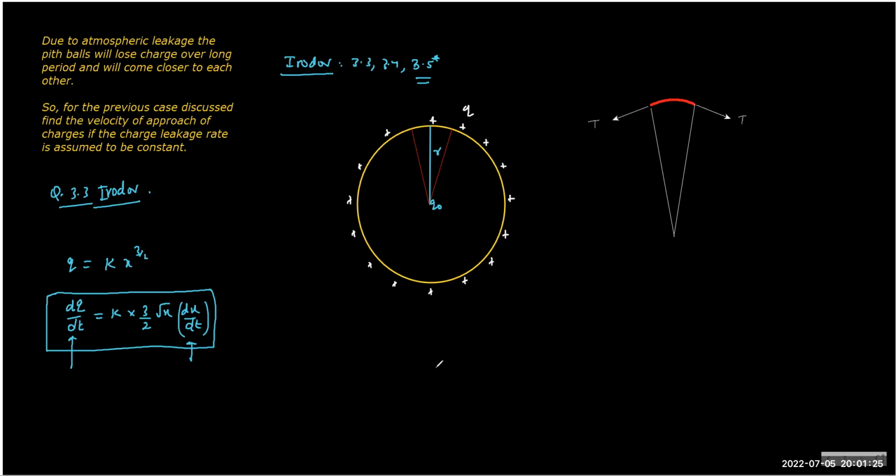Okay, I'm not audible. Now you are audible? Yes. So what we have done is we have taken a small piece of the ring, a small piece of the ring, okay, and the tension is T.